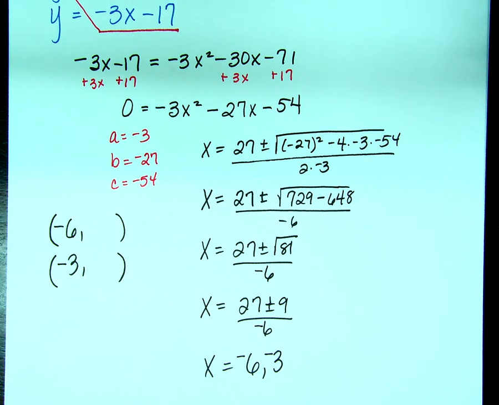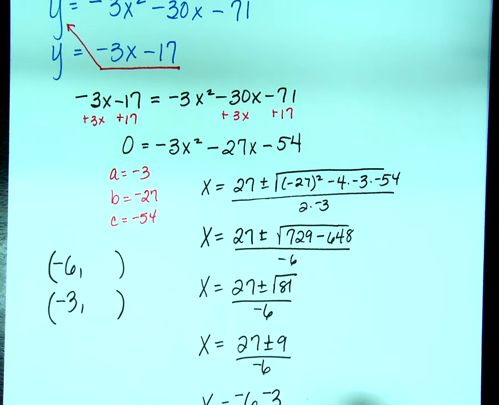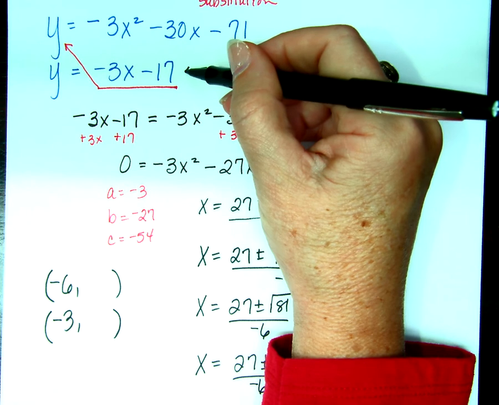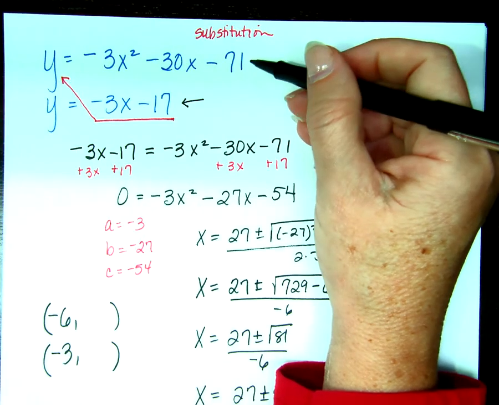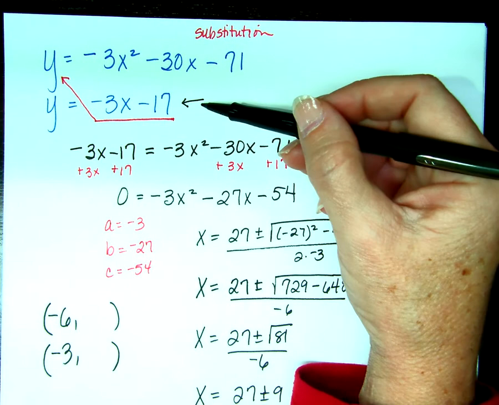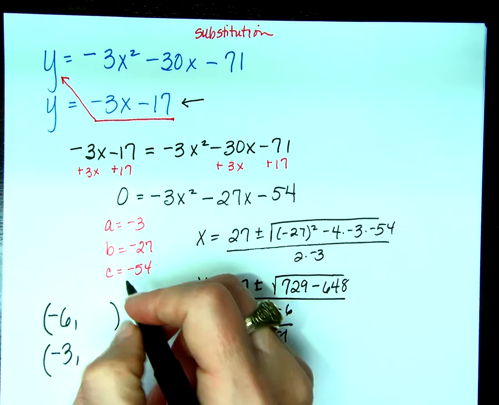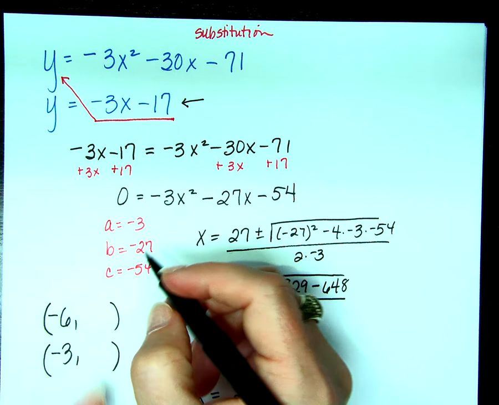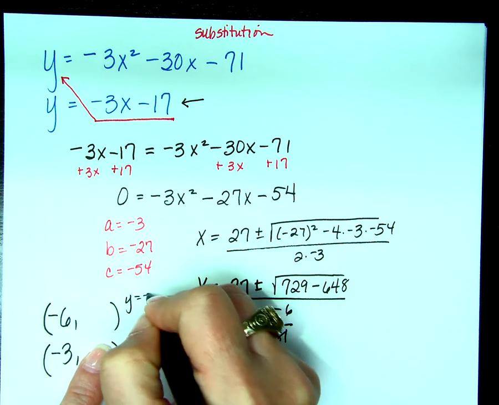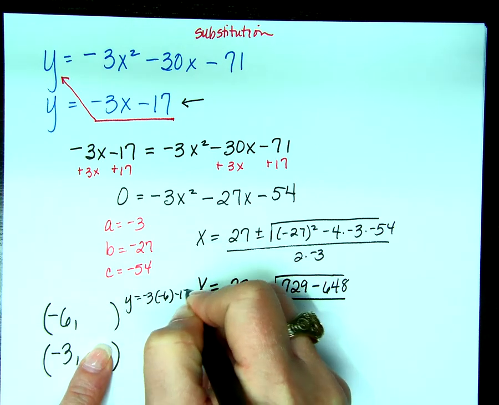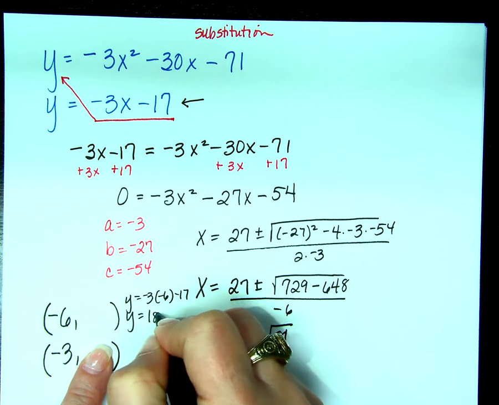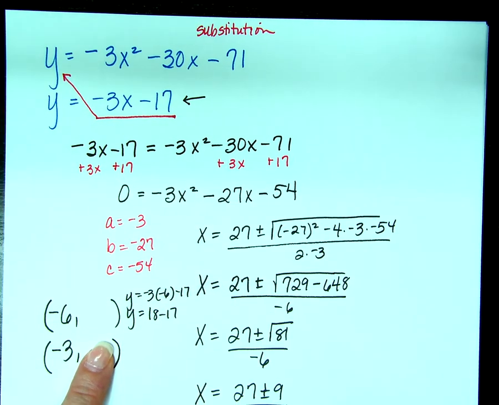Those are my x coordinates of my 2 points of intersection, right? -6 and -3. How do I find the y? So right here. Could I go here? Yeah, absolutely. It's already y equals, right? Why would you choose this one then? It's easier, right? So for when x equals -6, I have y equals -3 times -6 minus 17. So y equals 18 minus 17. Does anyone know what 18 minus 17 is? 1 is fine.